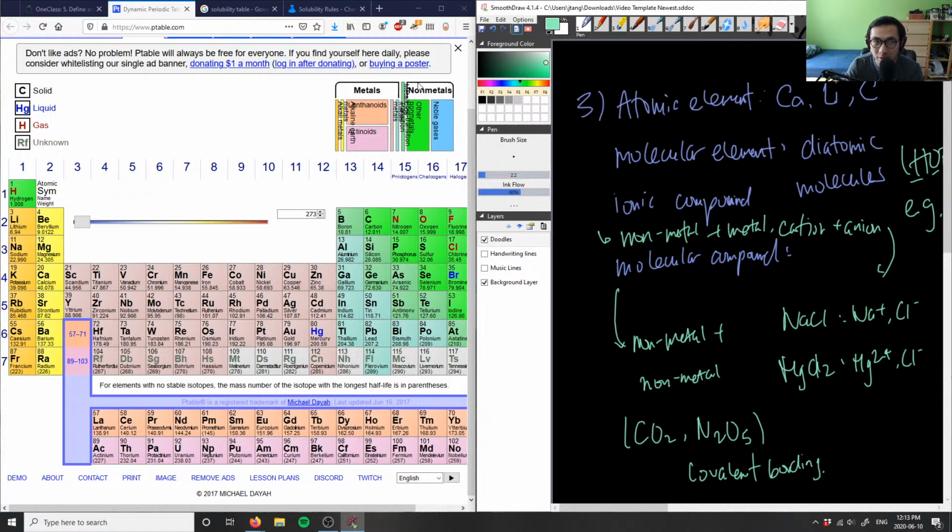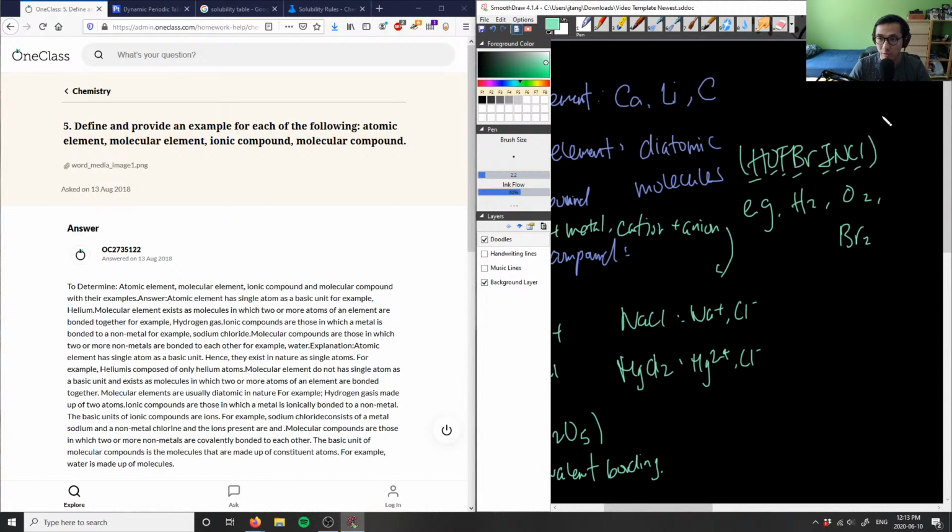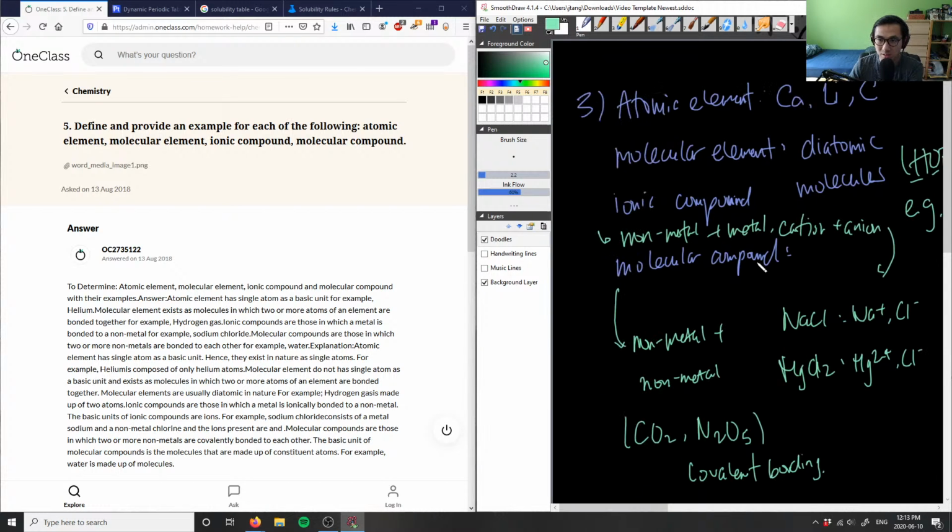So in summary, an atomic element is basically any element on the periodic table that exists as one individual element. Molecular elements are commonly known as diatomic molecules, which means they can exist in two. So you have the mnemonic Hofbrinkel. Hydrogen, oxygen, fluorine, and other gases exist as two. So these are molecular elements. An ionic compound is simply a nonmetal and a metal, and molecular compounds are a nonmetal and a nonmetal. So these are just examples of those guys here.